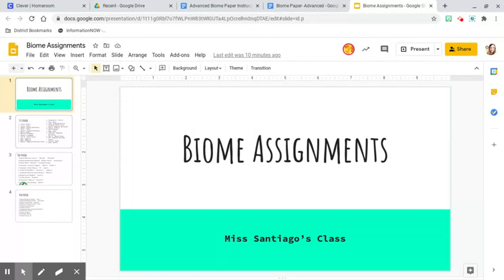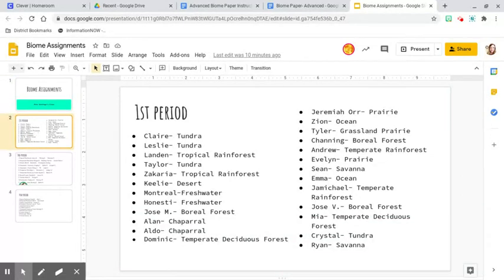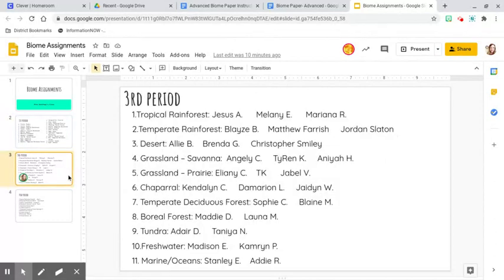But for my class, first period, we already have our assignments and everybody's name, and their biome is beside their name. In third period, we have not had third period yet, so they do not know their assignments, but this is where you will find your assignment. So, for example, let's say that I am Sophie. If I'm Sophie, I'm going to try to find my name, and here's my name. Okay, so I'm going to see that my assignment is temperate deciduous forest, and that is the biome that I am going to research and work on.